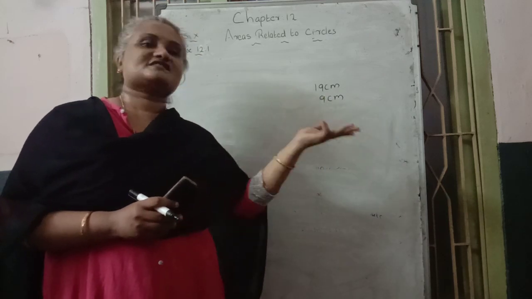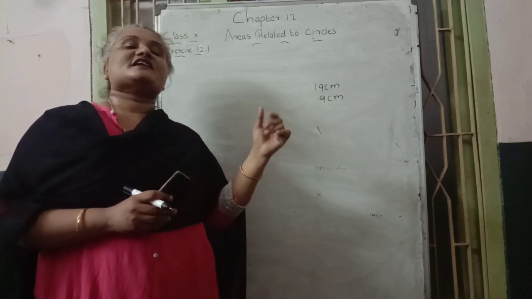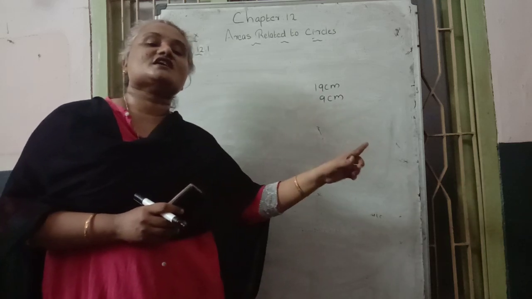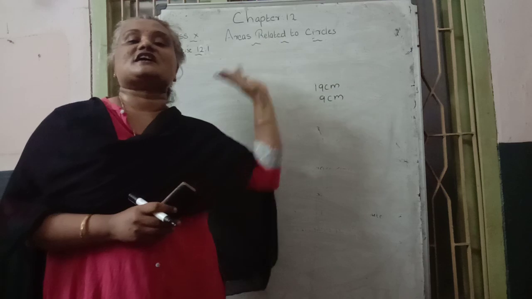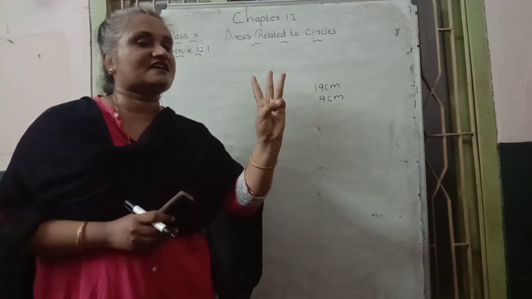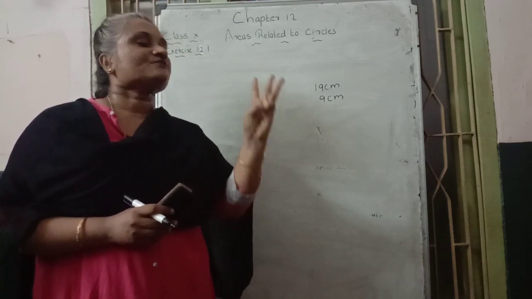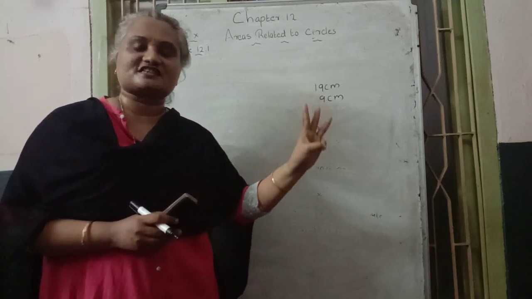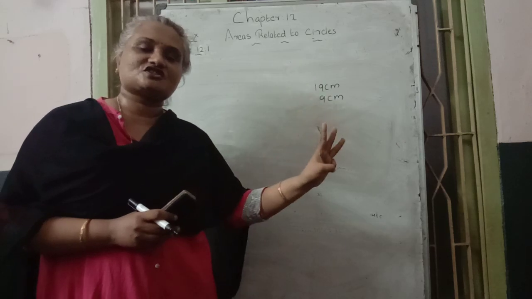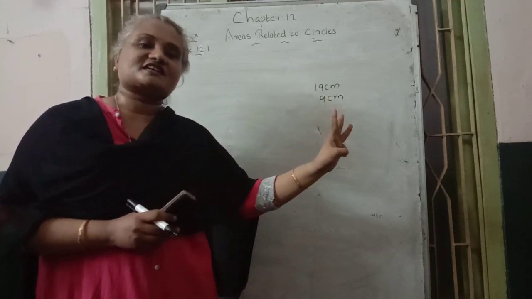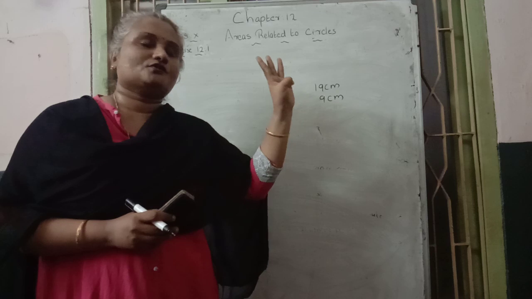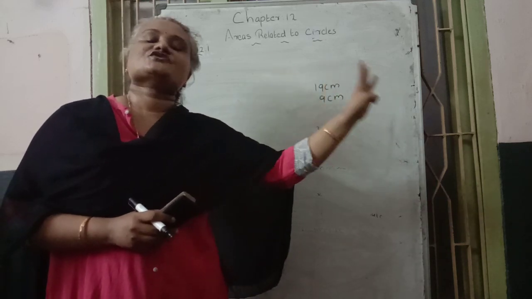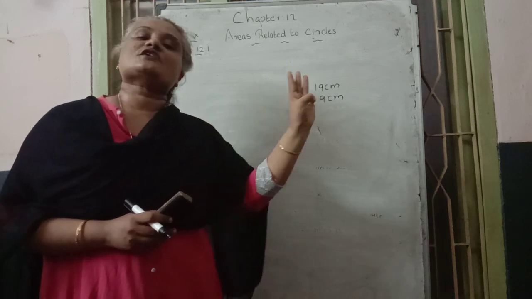One more circle, a third circle, is there. The clue they gave is that its circumference is equal to the sum of the circumferences of the other two circles. So in total how many circles are there? 3 circles are there. The question is given like this: the radii of the two circles are 19 centimeter and 9 centimeter. Find the radius of the circle whose circumference is equal to the sum of the circumferences of the other circles.